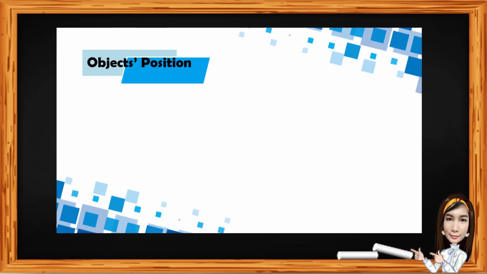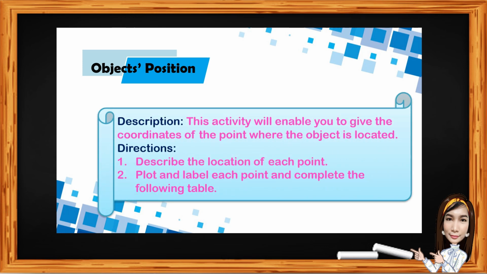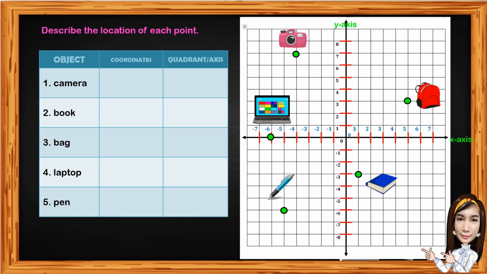Let's do more. We have the object's position. This activity will enable you to give the coordinates of the point where the object is located. First direction is to describe the location of each point. Second, plot and label each point and complete the following table. Let's have the first one. Describe the location of each point.